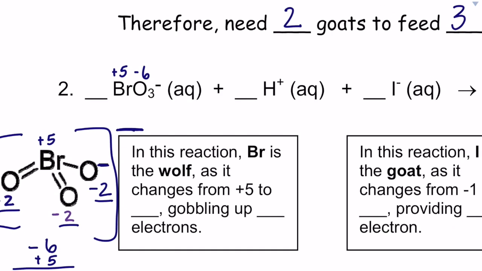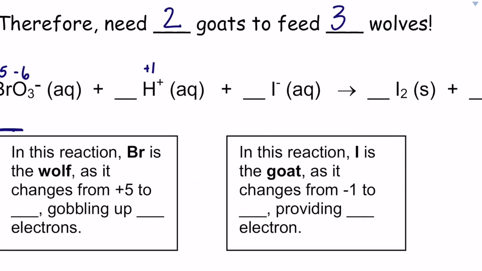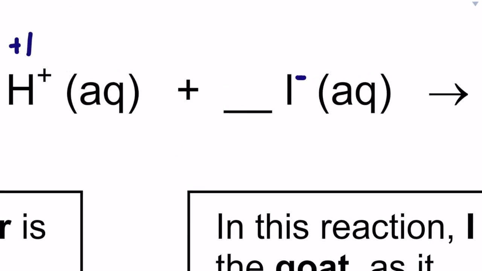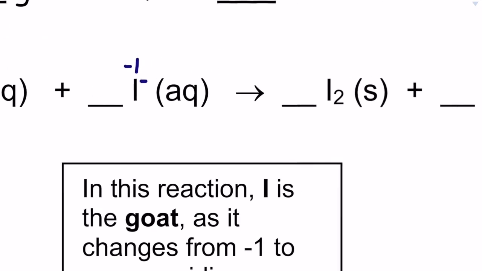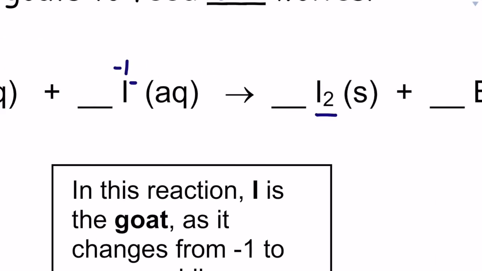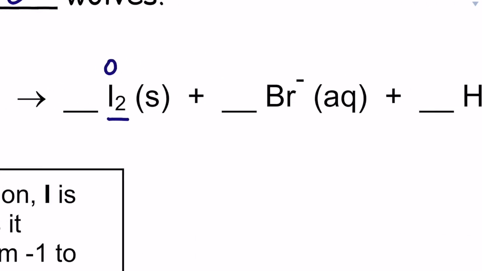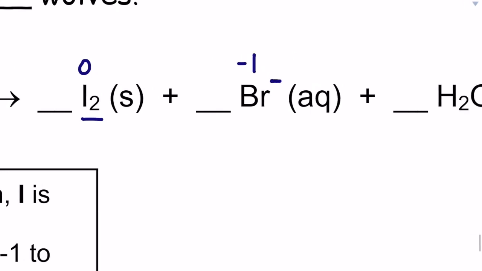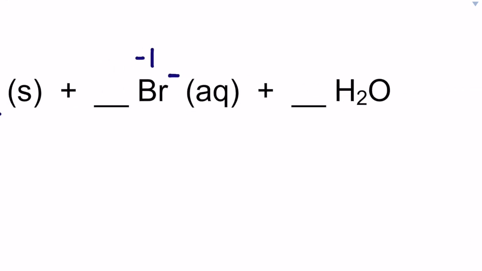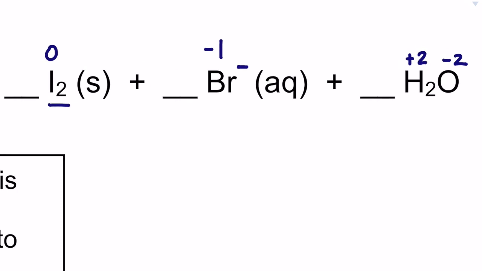Hydrogen is always going to be +1 here. Iodine is in a minus state here, so remember it gets the same oxidation number as its charge, so this is -1. I2 is the elemental state, and in the elemental state, the oxidation number is 0. For bromine here, it has a minus charge, which means its oxidation number is -1. And for H2O, our oxygen is always -2, and we have 2 hydrogens, which will be +2 to equal a charge of 0 for the overall species.